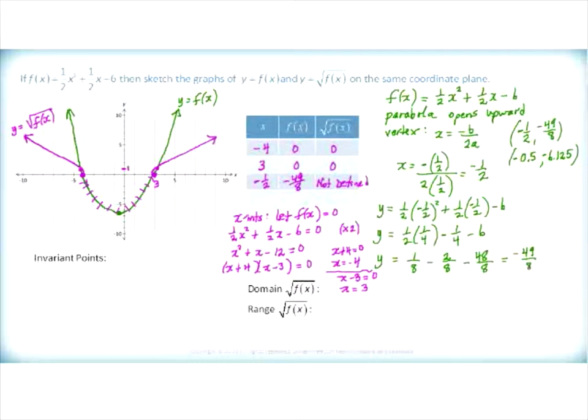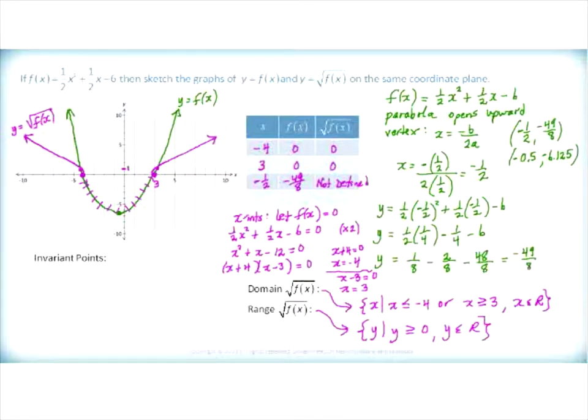We can now state the domain and the range of the square root function. It's all values of x such that x is less than or equal to negative 4, or x is greater than or equal to positive 3, and x belongs to the set of real numbers. The range, on the other hand, is all values of y such that y is greater than or equal to 0, and y belongs to the set of real numbers. There is no maximum value for the range.